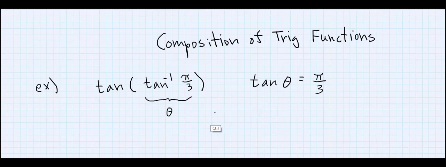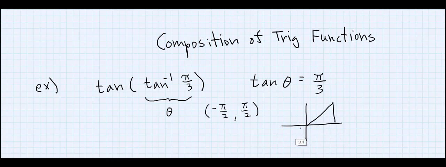Now, also you have to remember, inverse tangent has a restriction. The answer has to be from negative pi over 2 to pi over 2. So, tangent of what is pi over 3? Well, that's not so obvious, is it? But if you remember, first of all, tangent is positive in the first quadrant and the third, but we have to ignore the third because of the restriction.